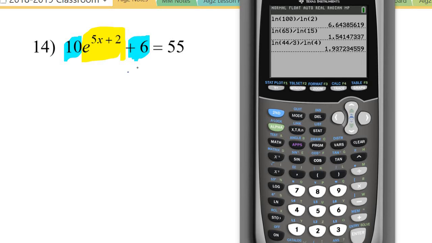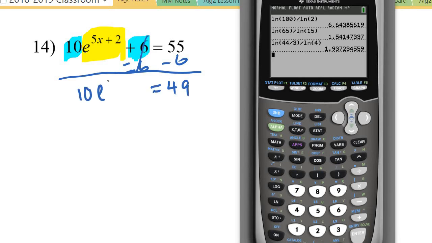So we start with subtracting 6 on both sides. And that will give me, this is -6, okay? That will cancel out, and I'm going to have 49 on the right side. And then here will be 10 times e to the power of 5x plus 2. Okay, so what we're going to do is divide both sides by 10.